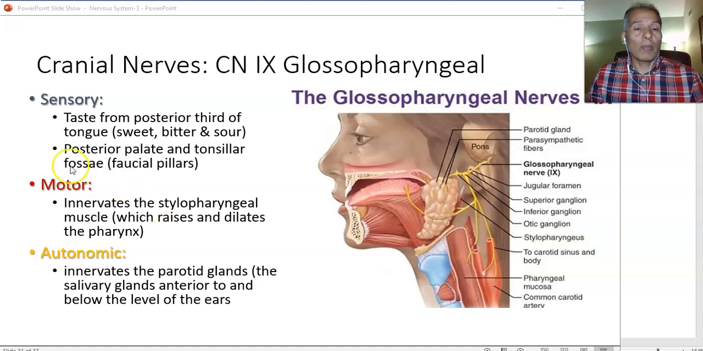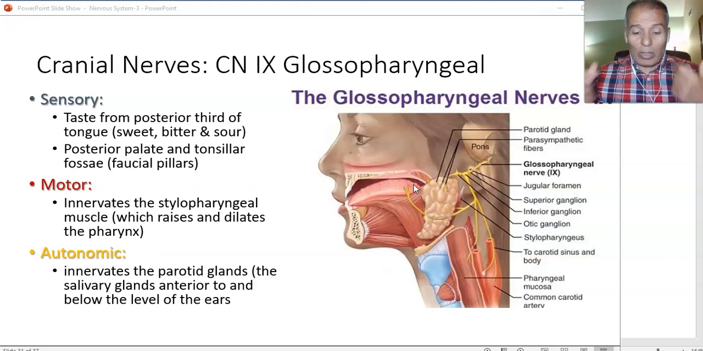It innervates them. So it is mixed as well, and it has sensory, motor, and autonomic. The sensory gives you taste from the posterior 1/3 of the tongue, particularly sweet, bitter, and sour, and the posterior palate and fossa, also the posterior soft palate and the tonsillar fossa or facial pillars. When you open your mouth, you can see the facial pillars. We discussed them in the articulation unit.